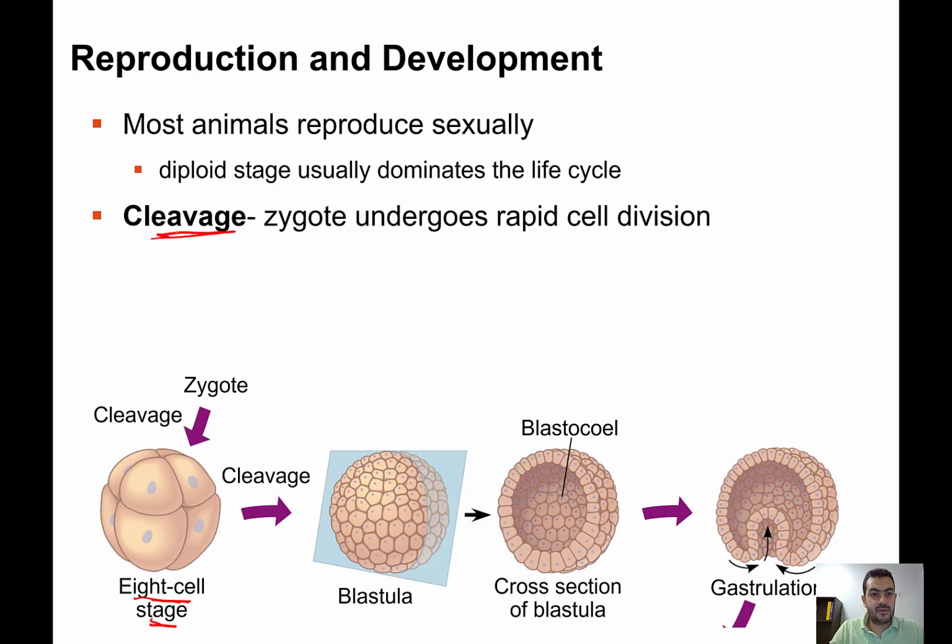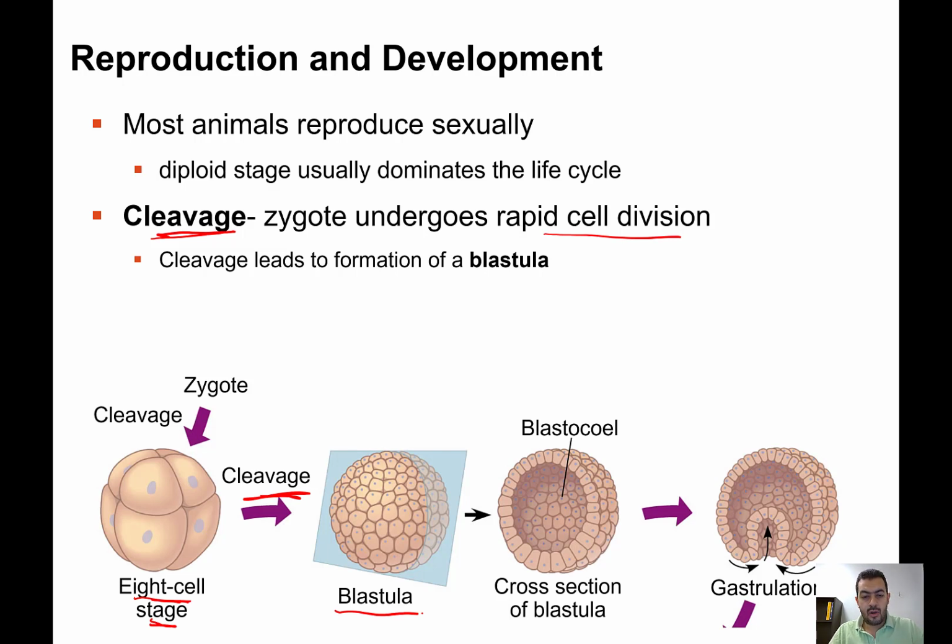So what does cleavage mean? It means that the zygote will undergo rapid cell division. This 8-cell stage will become 16, then 32 cells, and so on. By going through cycles of rapid cell division, we will reach what is known as the blastula, which is like a hollow ball of cells.